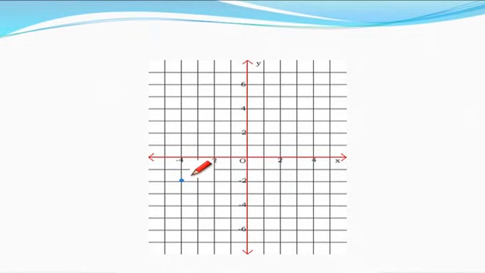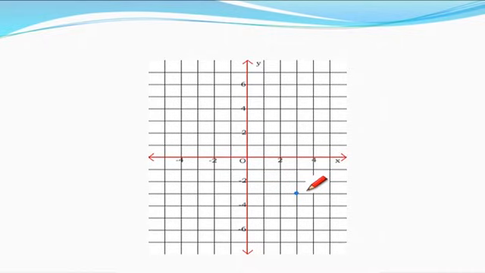Another point is shown here. When we drop a perpendicular from this point on the x axis, it intersects the x axis at -4, and when we drop a perpendicular to the y axis, it intersects the y axis at -2. So the coordinates of the point are -4, -2. Now another point is lying on the y axis. Here it is at 3, so the coordinates of the point will be 0, 3.